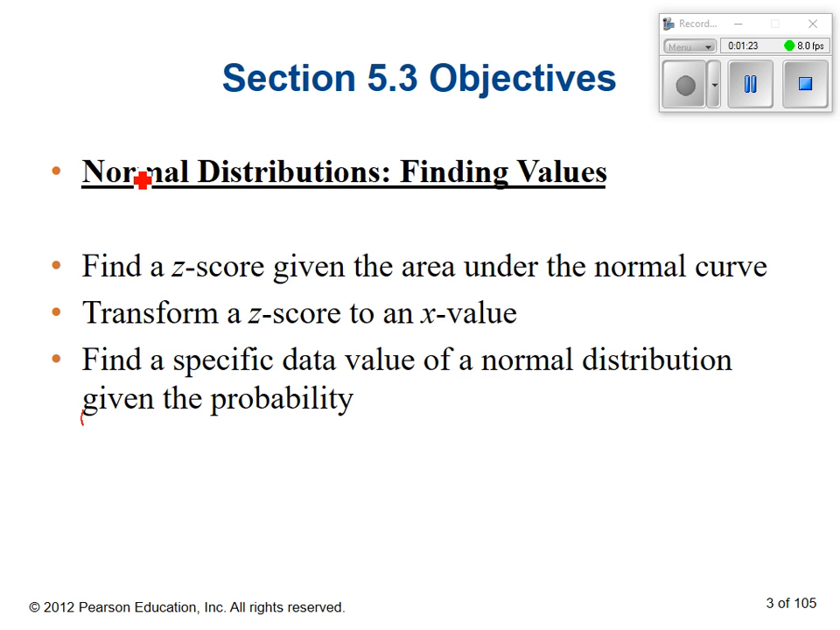All right, so normal distribution, finding the values. First thing we're going to do is find the z-score given the area under the normal curve. Transform that z-score back into the x value, back into our x. Find a specific data value of the normal distribution given the probability. So those are the three things you got to do. Find the z-score according to the area. That could mean that we're using the chart to find that z-score. Could mean we're using the calculator to find the z-score.